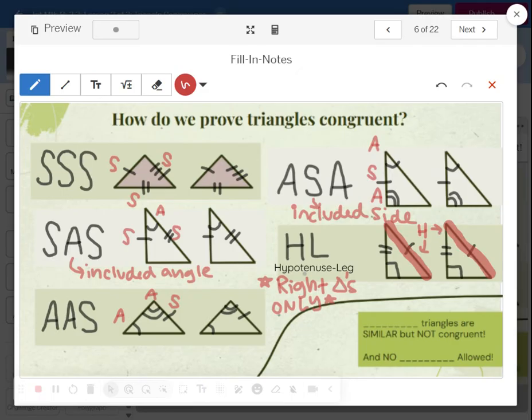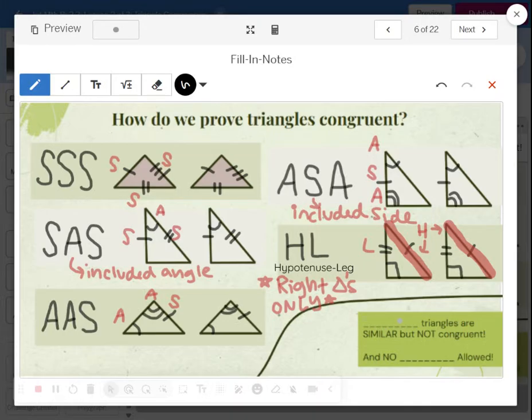And what are they giving us? Hypotenuse leg, for right triangles only. So if there is a hypotenuse, that side length is congruent, and also a leg, another one of the 2 side lengths. That's all the information we need. We can say these triangles are congruent. But again, this is only when it's a right triangle. If it's not a right triangle, it will not work. It's a special case, right triangles only for hypotenuse leg, because no other triangle can have a hypotenuse. There has to be a right angle attached to it.